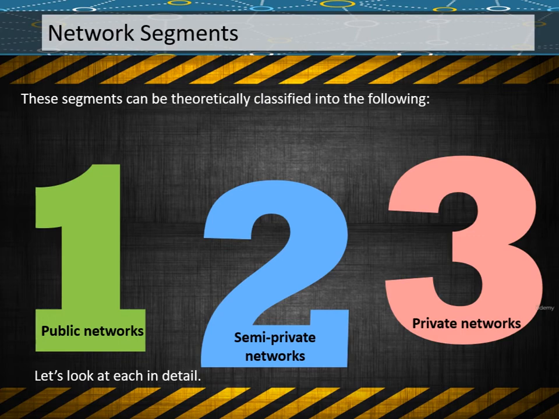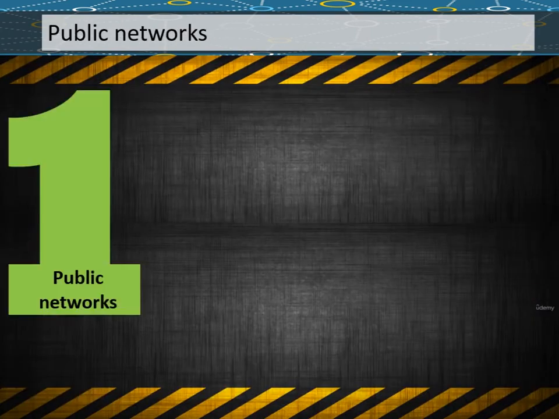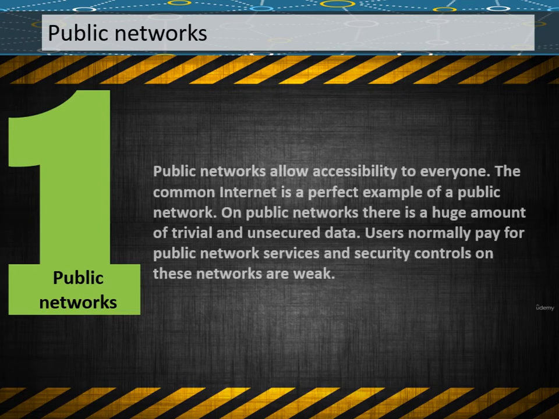Number 1, public networks. Public networks allow accessibility to everyone. The common internet is a perfect example of a public network. On public networks, there is a huge amount of trivial and unsecure data. Users normally pay for public network services, and security controls on these networks are weak.